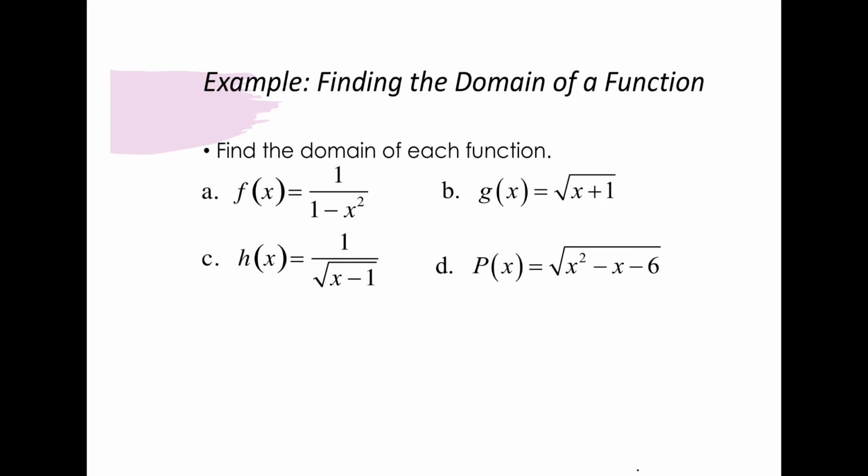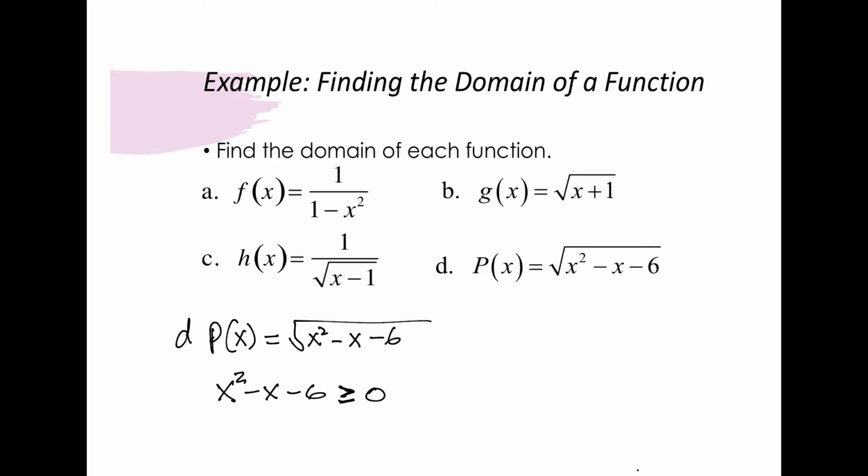All right, our last one there, d, we have p of x, and we've got, again, the square root of this big, long thing, x squared minus x minus 6. It's not in a denominator, so we don't mind it equaling 0, but we want to make sure that that expression, x squared minus x minus 6, is greater than or equal to 0. And so we want to look at what are the values of x that will make this 0 or something greater than 0.